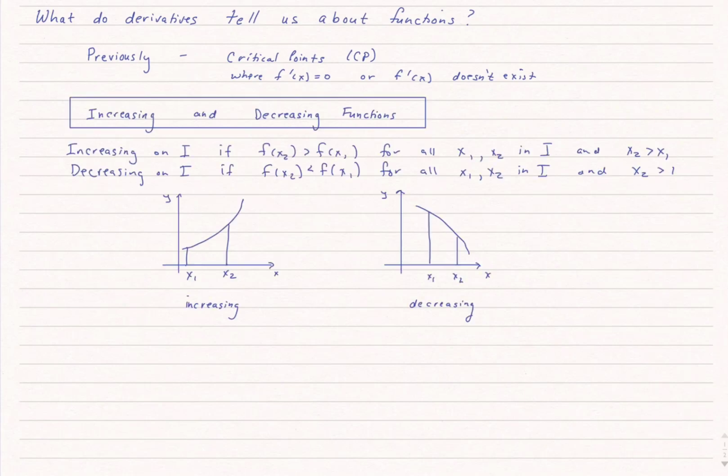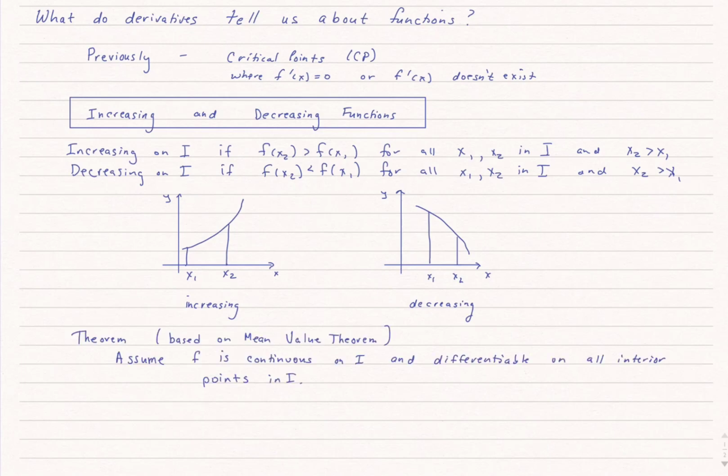A function is increasing on an interval I if f of x2 is greater than f of x1 for all x1 and x2 in I, with x2 being greater than x1. The function would be decreasing on that same interval if f of x2 is less than f of x1 for all x1, x2 in I, and x2 is greater than x1. And here's some graphs to show what this would look like. The question is, how do we determine what that interval I is?